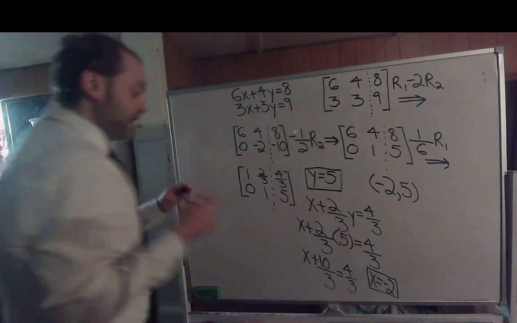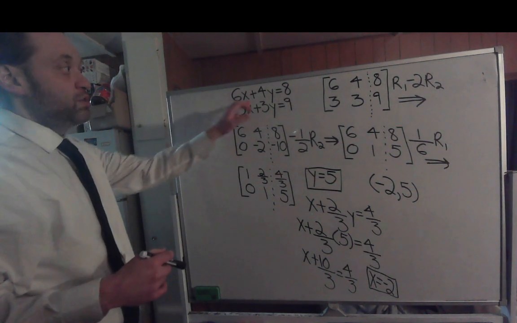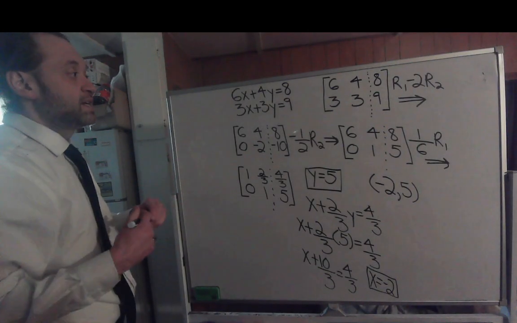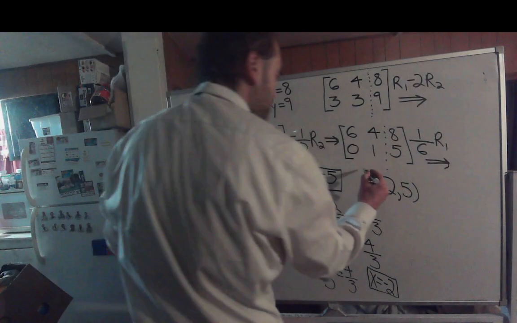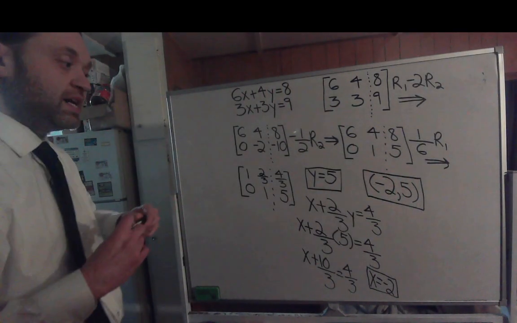And if you doubt that, put that into any of the original equations. You would actually end up getting a true statement in each case. So the ordered pair that's the solution for this system is negative 2, 5.